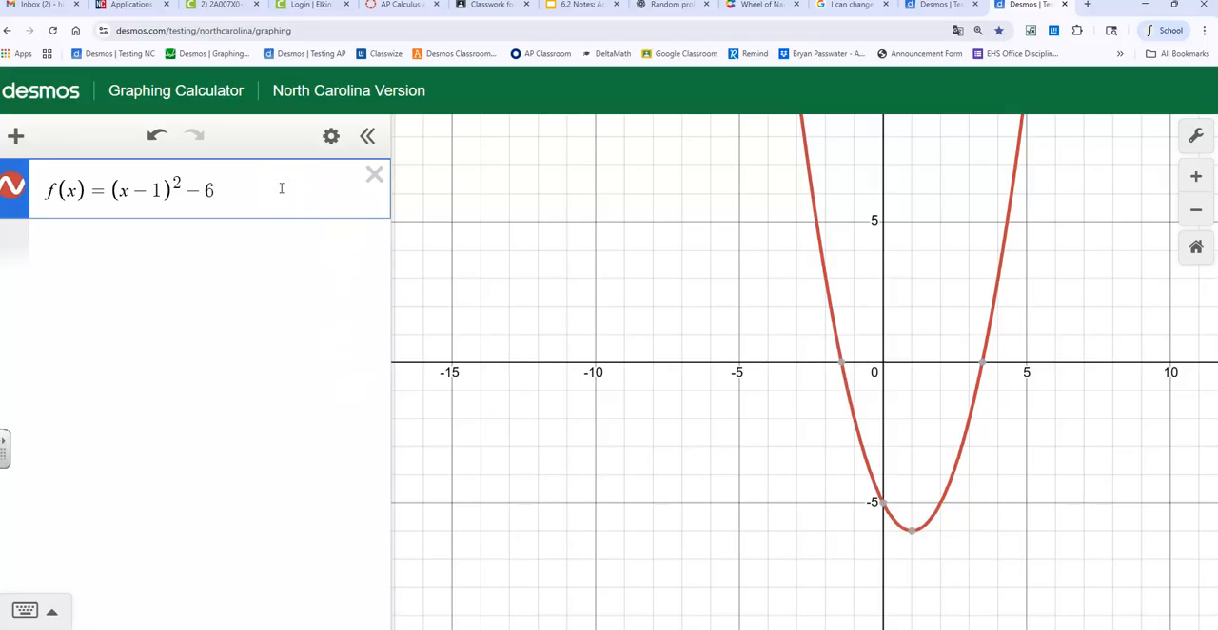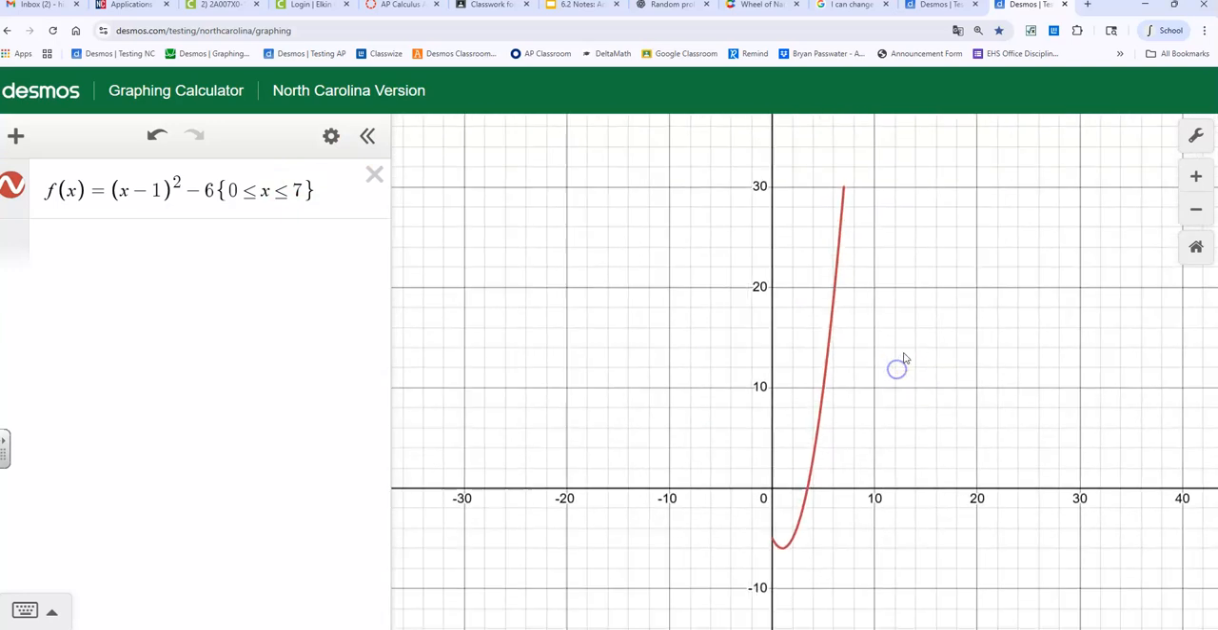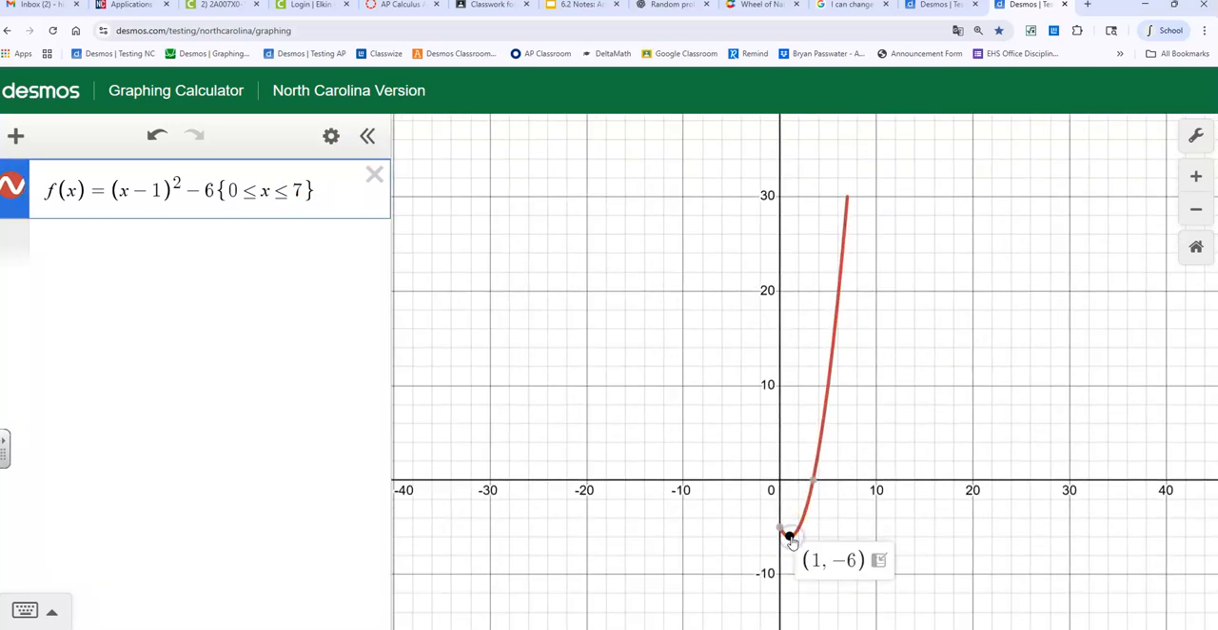What if I took this and restricted it to 0 less than or equal to x less than or equal to 7? What if I cut this graph off right here? Now, I still have an absolute minimum, right? That's my absolute minimum. Do I have an absolute maximum on the domain that I'm given? Do I have a highest point on this graph? I would, because my domain has been restricted. That highest point is at 30, right? My absolute maximum is 30.